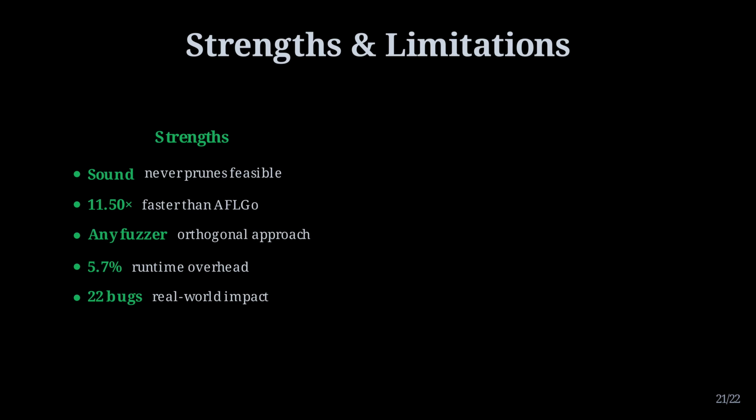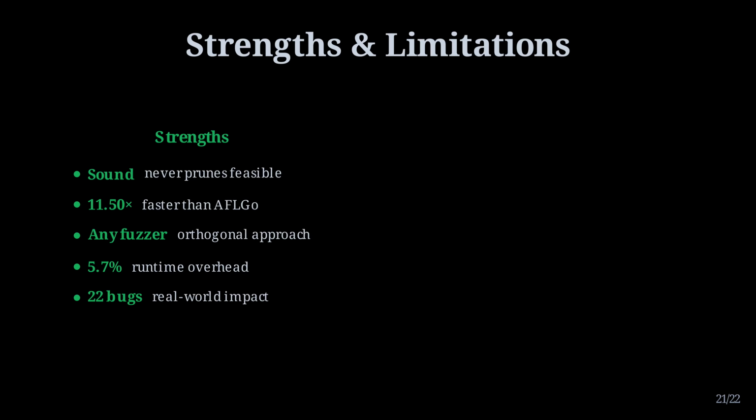On the strength side, the soundness guarantee is the standout contribution here. Unlike heuristic-based approaches, Beacon formally guarantees that no feasible path is ever pruned. That's a strong property that most directed fuzzers simply cannot offer. The practical numbers back it up. The 11.50 times average speedup, 82.94% of paths pruned, and only 5.7% runtime overhead show that this is very feasible. The fact that it integrates cleanly with any fuzzer like AFL, AFL++, MOpt, and AFLGo shows that it's genuinely orthogonal to existing optimizations rather than a replacement. And the real-world bug finding speaks to the practical impact. 14 incomplete patches, 8 new bugs, and 10 new CVEs, that's massive.